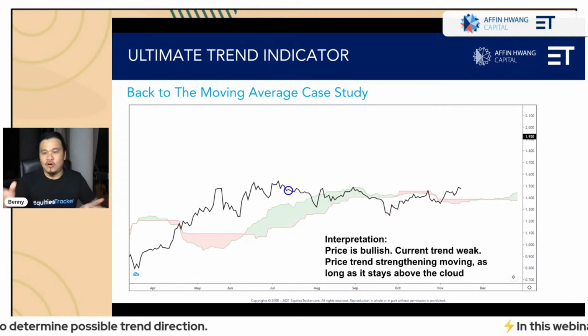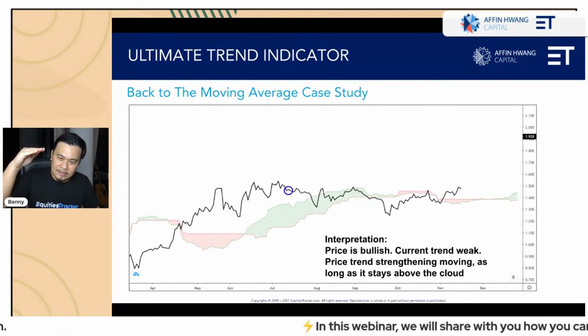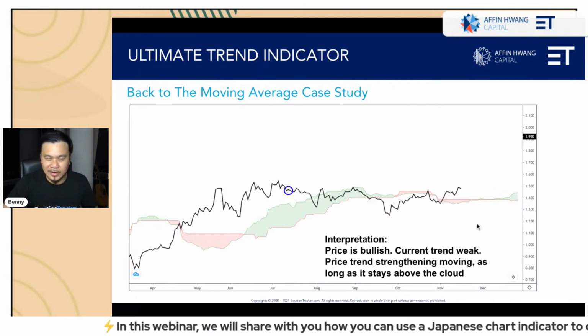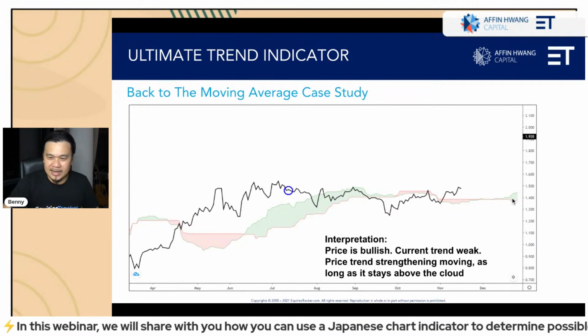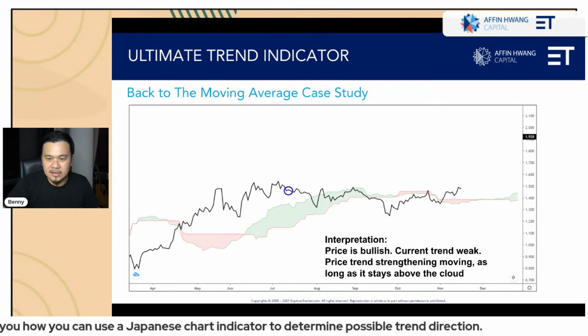But you also need to look at the downside. And the downside is basically what? If the price goes below the cloud, no more deal. It has to stay above the cloud, and then this will continue expanding.